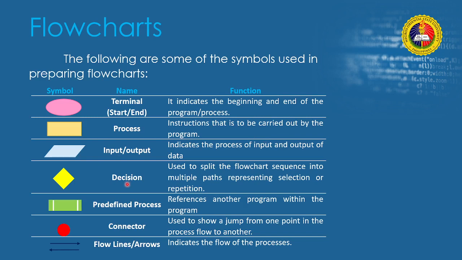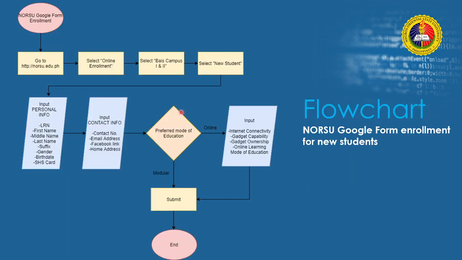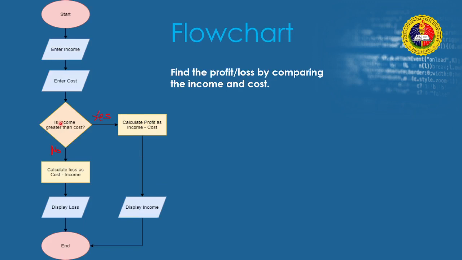And then we have the diamond, that is for decision, used to split the flowchart sequence into multiple paths representing selection or repetition. So just like this, right? There is a decision making that needs to be done, so the flow will depend on the selection. If you selected online, then there is one flow. If you selected modular, there is a different flow. Same here. The decision here is: is income greater than cost? If it's yes, the flow will follow here. If it's no, the flow will follow here. All right? And you can add not just two, but more, just in case you have many decisions. So there are no limits with the decision making.